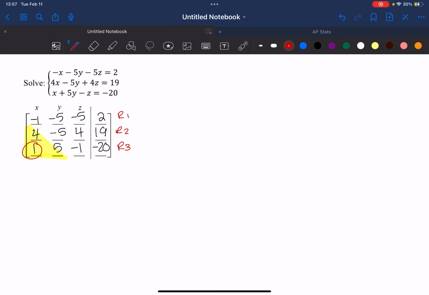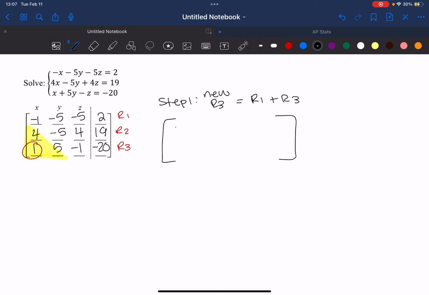Well, in the first row, I see a -1. And if I was to add the first row to the third row, -1 and 1 is 0, and that would achieve my 0 in that spot. So that's what I'm going to do. So step 1, I'm going to get my new row 3 because I want my 0 there. In order to do that, I'm going to do row 1 plus row 3, which means row 1 and row 2 don't change because I'm only getting a new row 3.